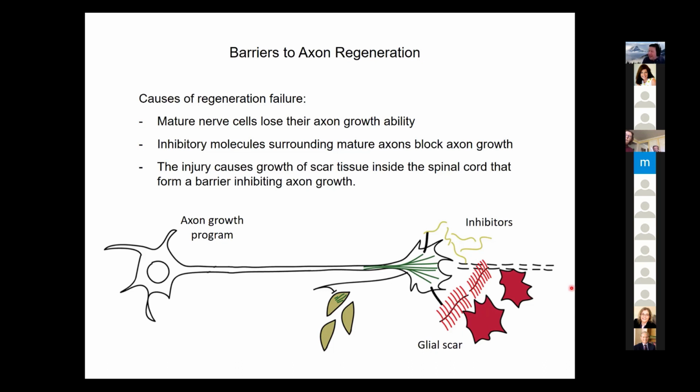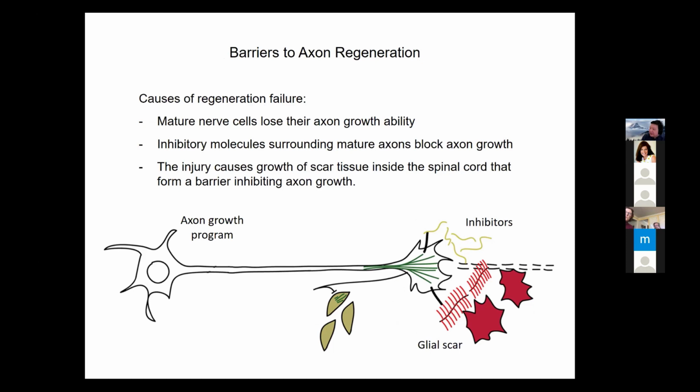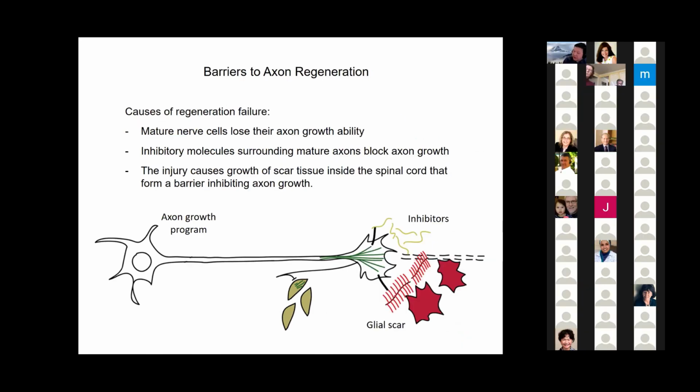The second reason is that in the spinal cord, axons are surrounded by supportive cells called oligodendrocytes. These cells produce molecules that actively inhibit axon growth. This makes sense in the intact nervous system because you would want working circuitry to be stable, not growing or changing. But in the case of injury, these stabilizing mechanisms become counterproductive. And finally, the injury triggers the formation of scar tissue, which physically blocks axon extension.